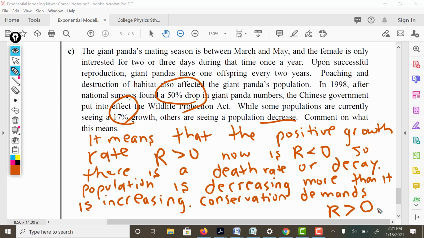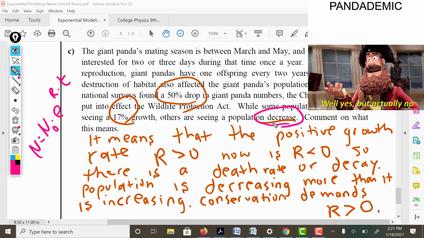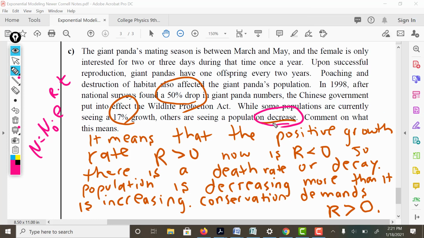so whereas in the past, when we had a population growth rate of greater than 0, for the model N equals N naught e to the r times t, now some parts of the population are experiencing a decrease, meaning that the r value, the growth rate value, is less than 0, it's negative. So in other words, parts of the population are going extinct.